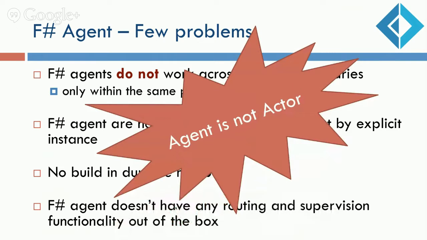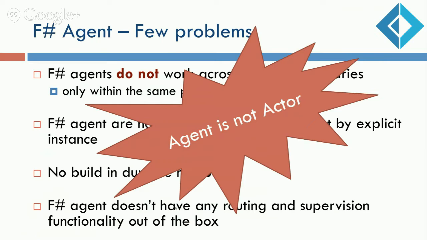An actor, as we will see in an example, is cross-boundary, has functionality to be fault-tolerant with supervision, and because it's cross-boundary, has built-in functionality for routing to dispatch messages to all other actors on different nodes that are listening and waiting for incoming messages.